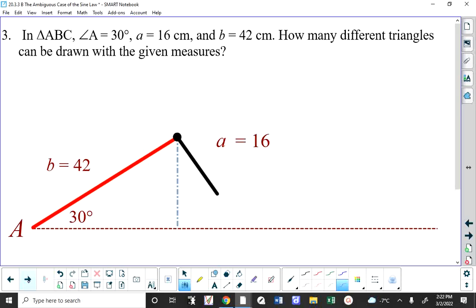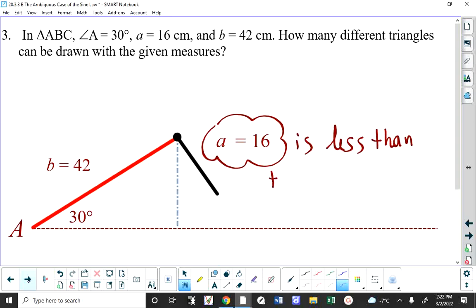This isn't quite to the extreme that Will suggested by picking 1 for side A, but 16 is too short to even connect to that bottom piece. So the bottom piece won't exist. The key is that this is less than the height. We've already calculated the height, but I'm just going to put 21 centimeters. So if it's less than the height, then you're not going to form a triangle. 0 triangles.